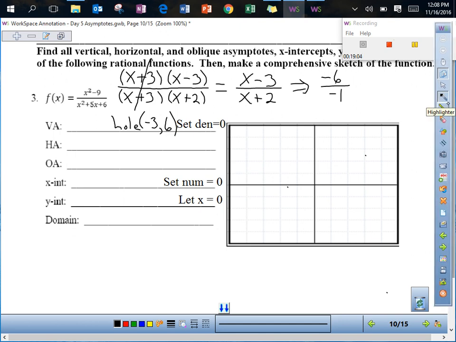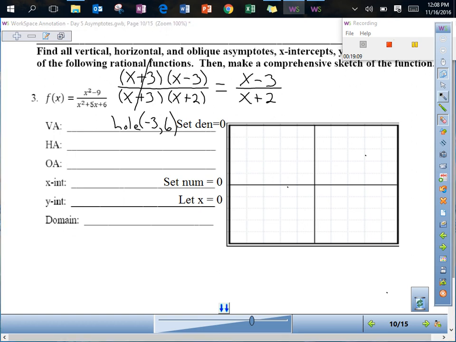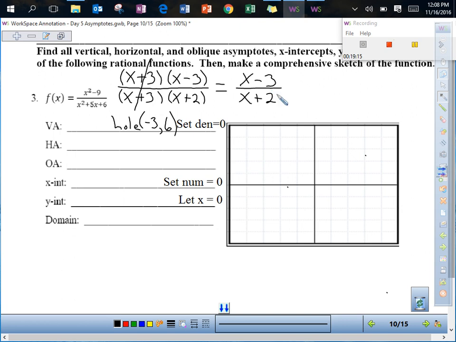So let me state what I did again, guys. What we did first is we factored. And then if something's exactly the same, that's when a hole appears. So cancel those out and rewrite what you have. Then set this equal to 0. That's the x-coordinate. Plug this value in there to get the y-coordinate.